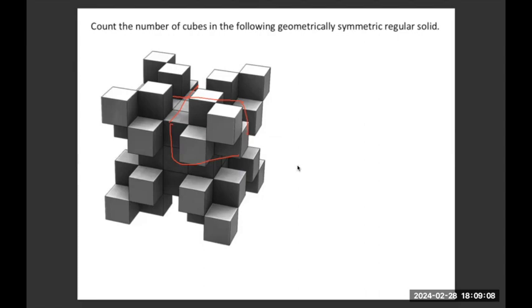Now, what is happening here in the solid, if you just dissect the diagram into smaller parts, you will notice that there is a cube happening in the middle. So there's a cube which happens in the middle.